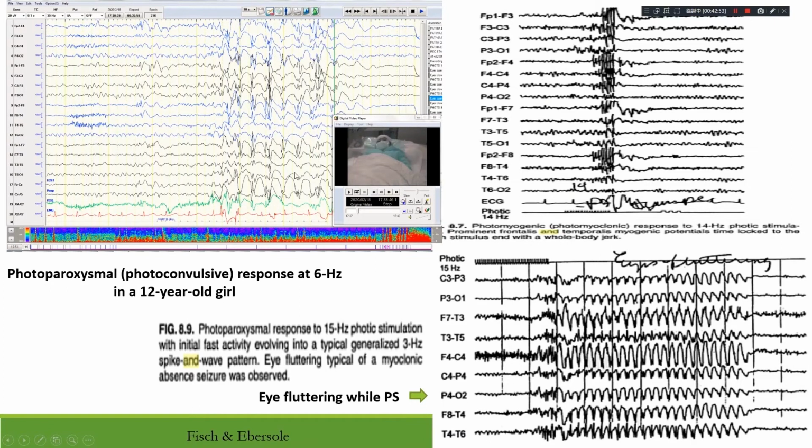And this is the photoparoxysmal response at 6 Hz of photic stimulation in a 12-year-old girl with a diagnosis of JME, juvenile myoclonic epilepsy. Usually, generalized spikes will be induced after photic stimulation. And the photomyoclonic or photomyogenic response happens only during photic driving. When the photic driving stops, the myoclonic response stops too. And this is the eye fluttering during photic stimulation.